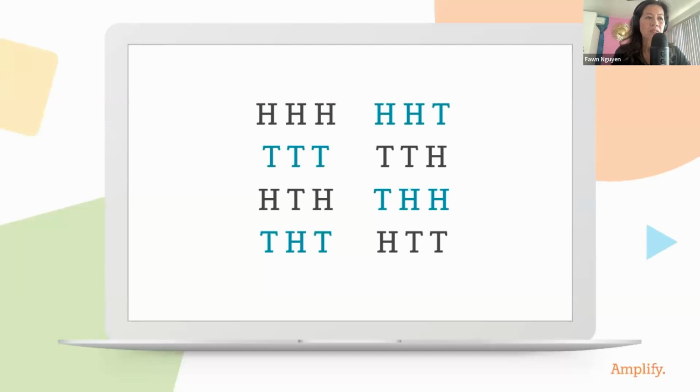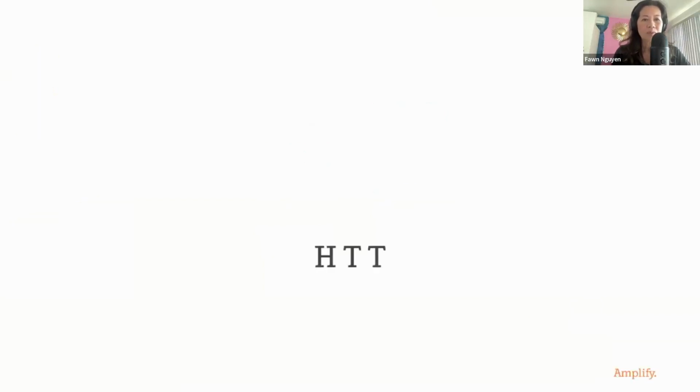Okay. So, it's a slideshow. Here I pick one. So let's say my opponent picks HTT. What should you write down? If this is your opponent's, what should you write down so that your sequence has a better chance of showing up before their sequence? And the answer is HHT.